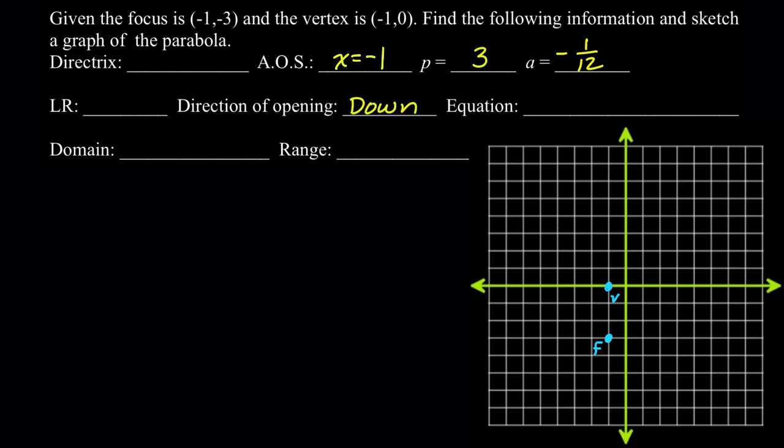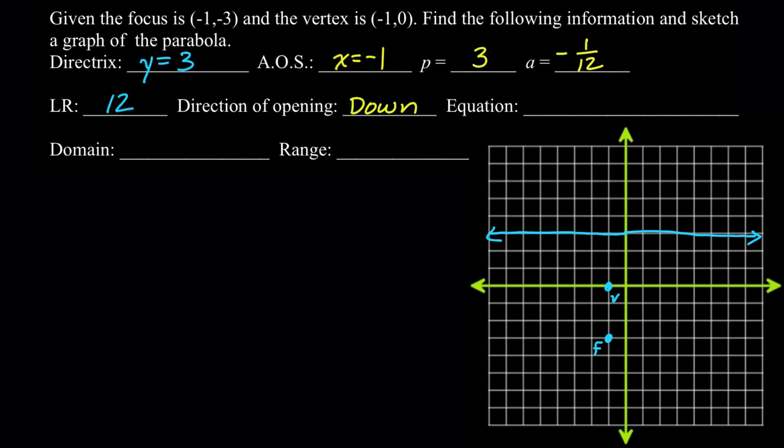Now the distance from the focus to the vertex is the same as the vertex to the directrix, and the vertex is halfway between the focus and the directrix. That means your directrix is going to be right up here. And that is at y equals 3. It's a horizontal line, which is always y equals. All right, the length of the latus rectum is 4p, so that's going to be 4 times 3, which is 12.